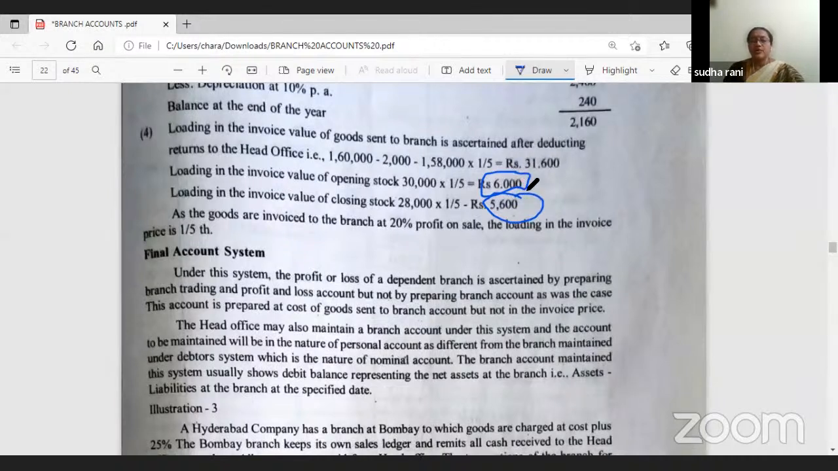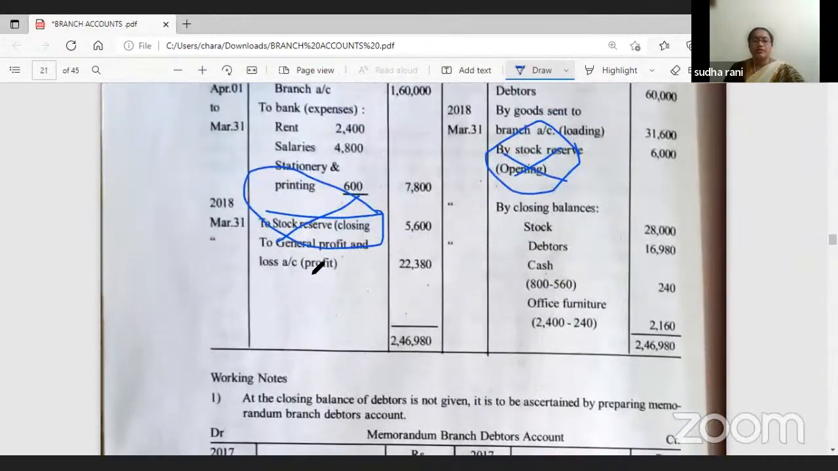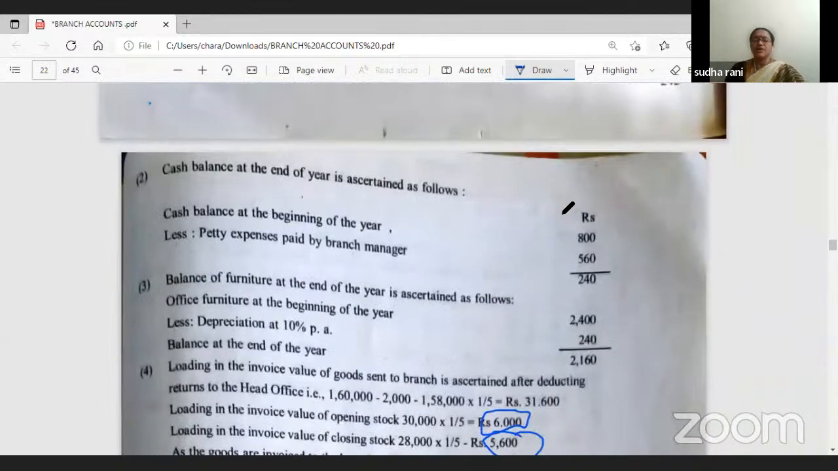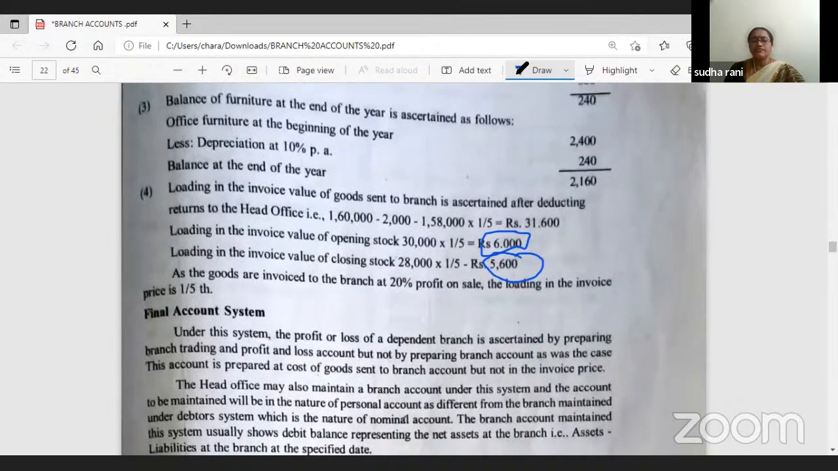See stock reserve. He showed the difference as stock reserve. The difference between cost price and invoice price, whatever is there, is shown as stock reserve. That's only the difference. Understood now, Sai Kumar? Right. Okay.